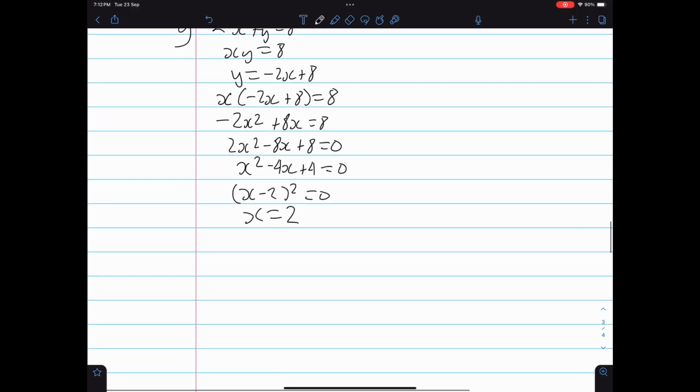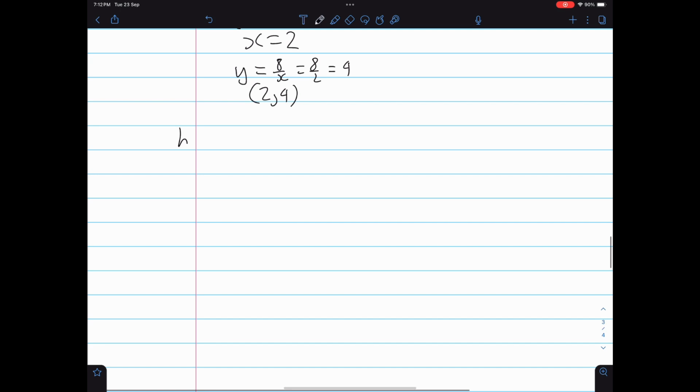Then y is just going to be 8 over x, which is 8 over 2, which is 4. So the answer is 2, 4. And you could write this as x equals 2, y equals 4, because there's only one solution. It won't be ambiguous what you're talking about and which goes with which. The next one is 2y minus x equals 5 and 2x squared minus 3y squared equals 15.